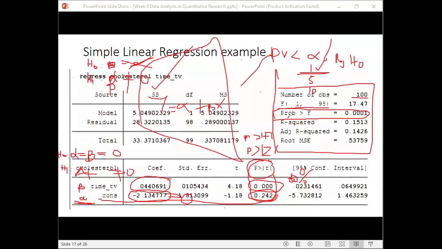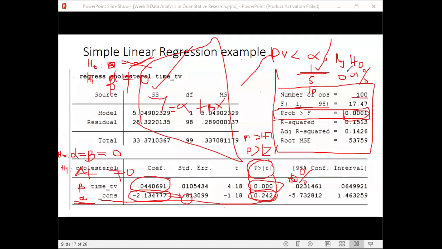So this probability greater than F is measuring whether or not you even have to go and look at the coefficients you have in the model. So we call that the overall significance of the model. And what can we say about this? Look at the p-value, right? It's 0.0001. If you bring it to percent, it's 0.01%, so it is under 1%.